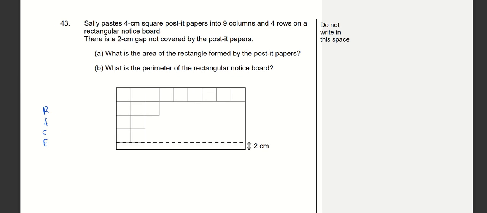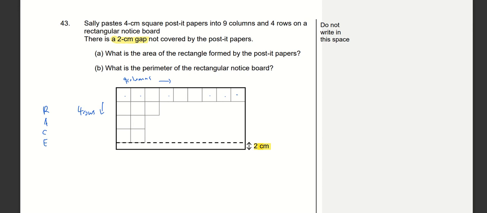Sally pastes 4 cm square post-it papers into 9 columns and 4 rows on a rectangular notice board. As you can see here, you can see the little squares being drawn in 9 columns. You can count 1, 2, 3, 4, 5, 6, 7, 8, 9. So 9 columns, and 4 rows going this way. Going left to right, there's a 2 cm gap not covered by the post-it papers. I can already identify the 2 cm gap here. This is the 2 cm gap, not covered by the post-it papers.